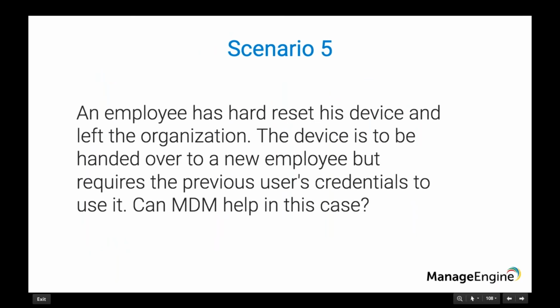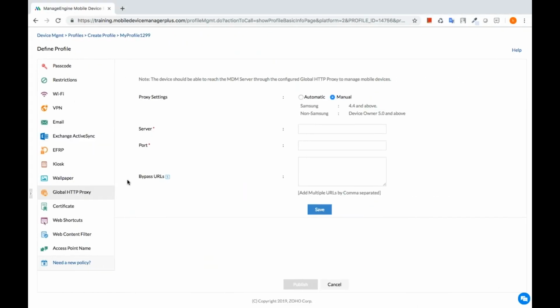The last scenario is an employee has hard reset his device and left the organization. The device is to be handed over to a new employee, but now when the device gets factory reset, it's asking for users' credentials. Can MDM help me with this case? This happens when factory reset protection is enabled automatically on the device. Factory reset protection ensures that when you factory reset a device, it requires the previous user's credentials. This is to prevent stolen devices from being used again. However, this becomes a bane for corporate devices. So MDM provides you with an option to overcome this, which is Enterprise Factory Reset Protection.